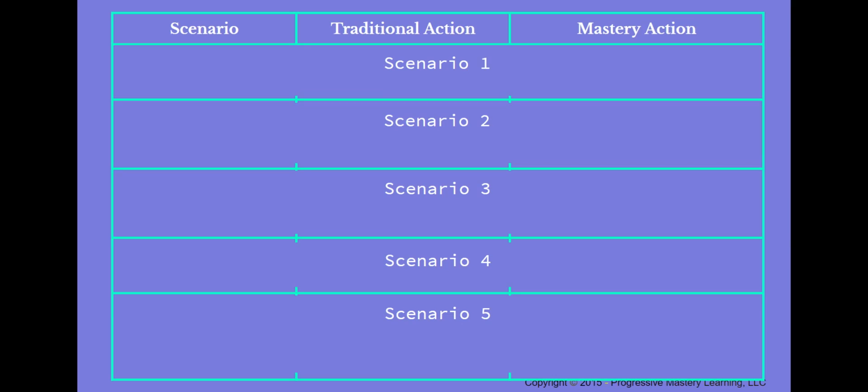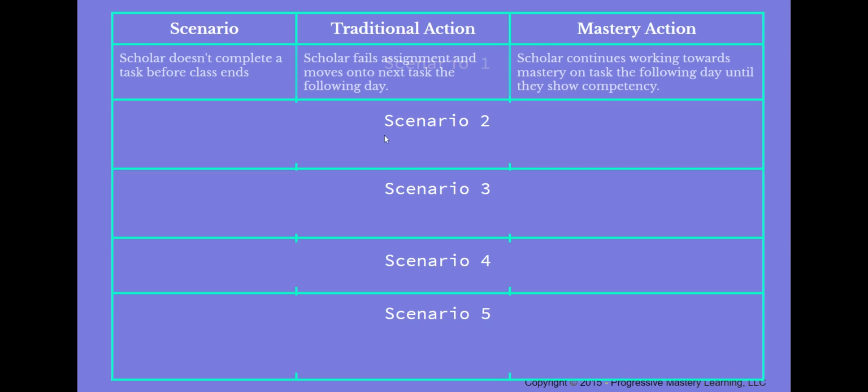I'm going to share now some scenarios. Scenario 1, a scholar doesn't complete a task before the class ends. In a traditional classroom, the student fails the assignment and moves on to the next task the following day, regardless. In a mastery classroom, the scholar continues working towards mastery on tasks the following day until they show competency.